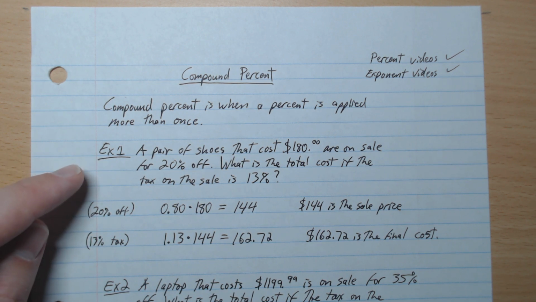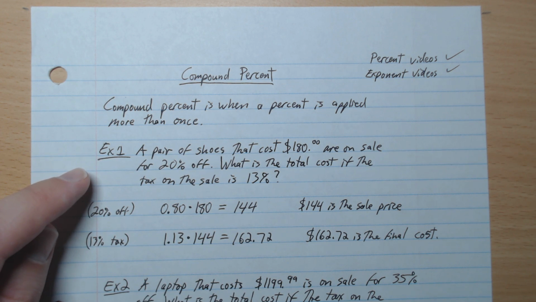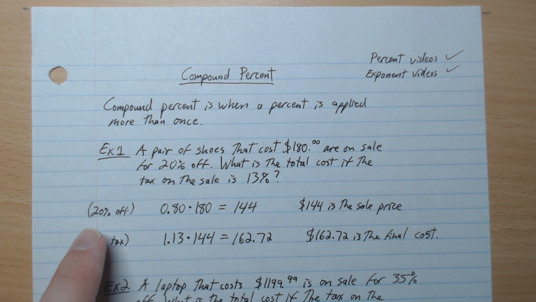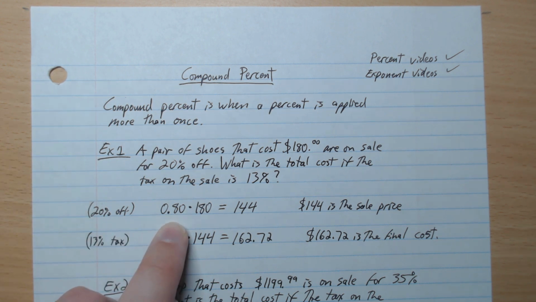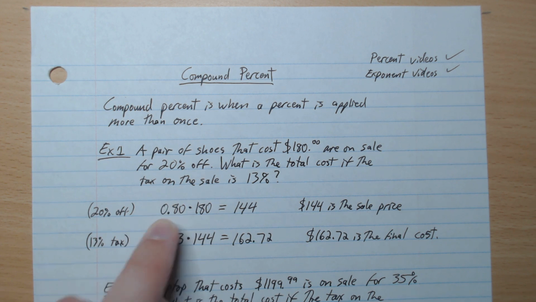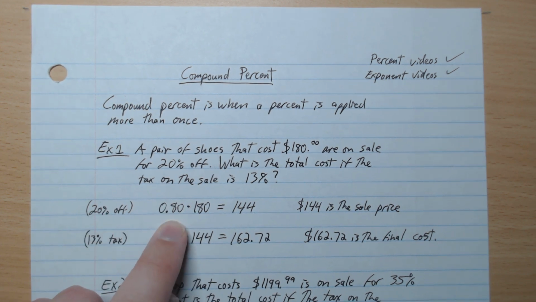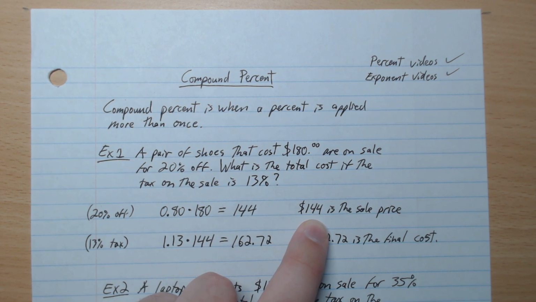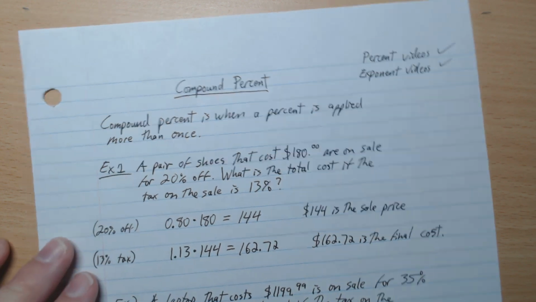A pair of shoes that cost $180 are on sale for 20% off. What is the total cost if the tax on the sale is 13%? So here we have 20% off, so you will pay 80%, right? 20% off, you will pay 80%. And so that is $144, the sale price.